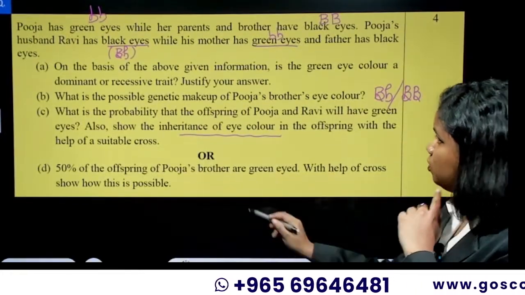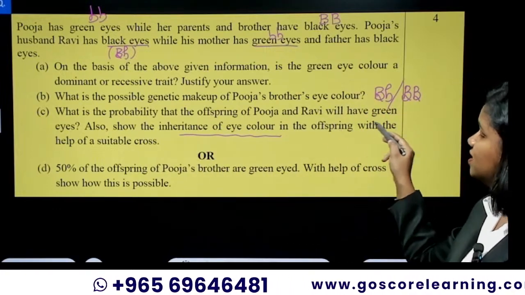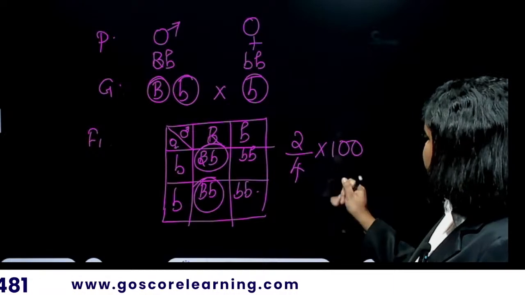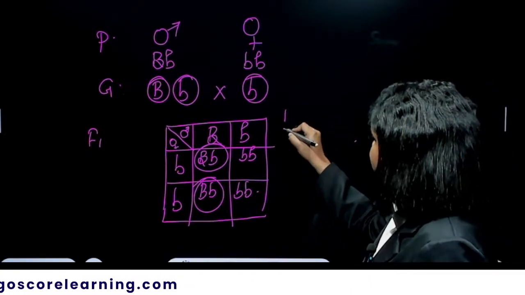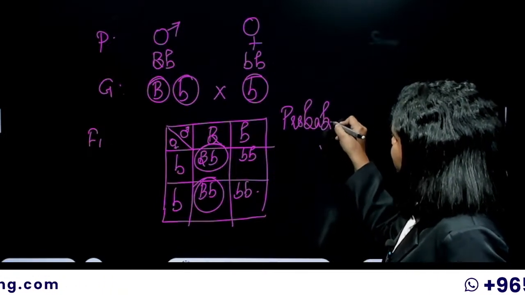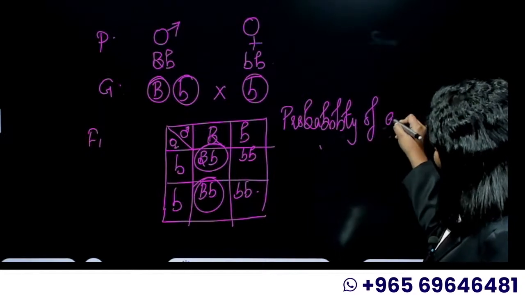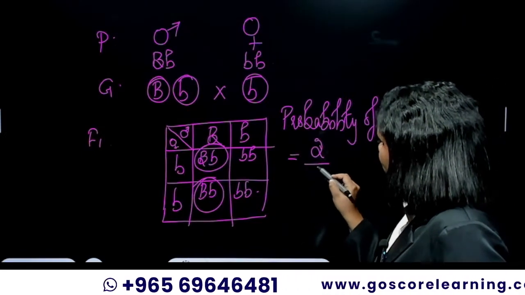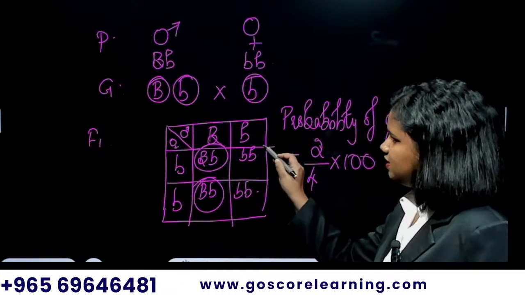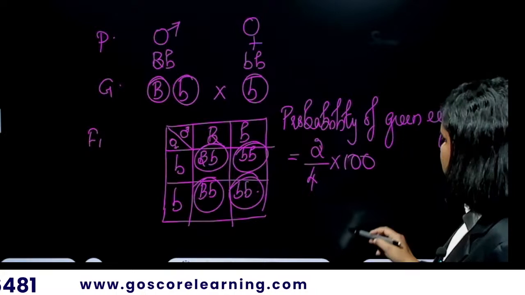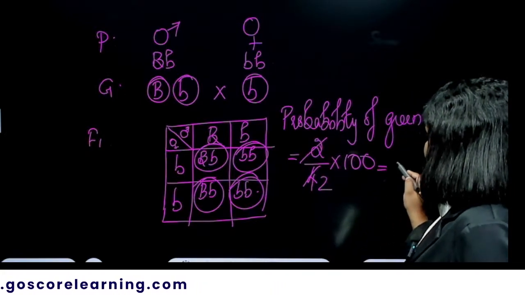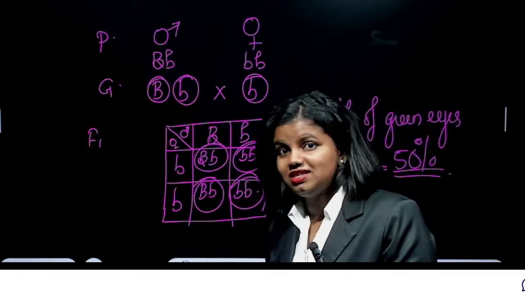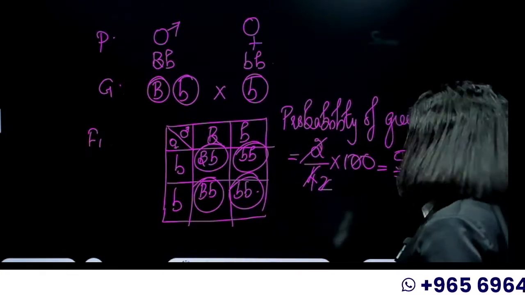So let's see what the question was about. We need to find the probability that offspring of Pooja and Ravi will have green eyes. So the probability of green eyes, we can write it down like this: probability of green eyes is equal to 2 by 4 into 100, right? There are two chances the baby has green eyes. So that will be by 2, which is 50%. So there is a 50% chance that the baby from Pooja and Ravi can have green eye color.